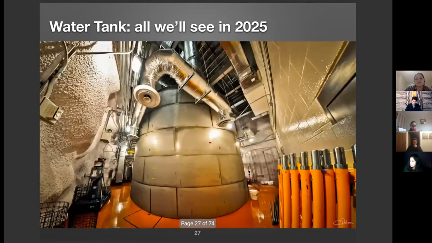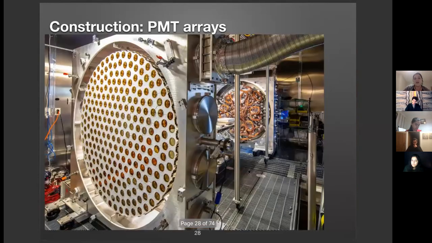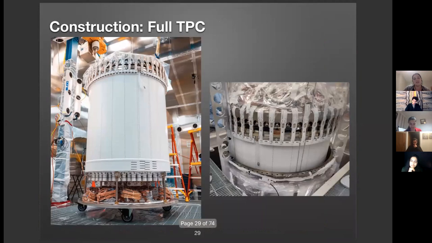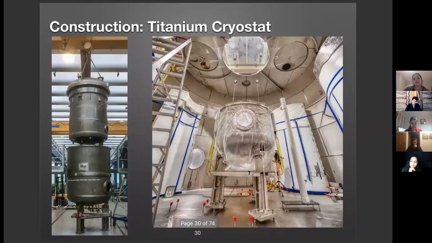Let me skip this. I'll just show you some quick pictures because they're quite pretty, of our detector. These are those photomultiplier tube arrays that go at the top and the bottom of our detector. This is the whole time projection chamber assembled. Here are the cryostats that they go into, because liquid xenon temperature is about 161 Kelvin, so warmer than liquid nitrogen, but still quite cold. Here are the tanks going into our water veto chamber.